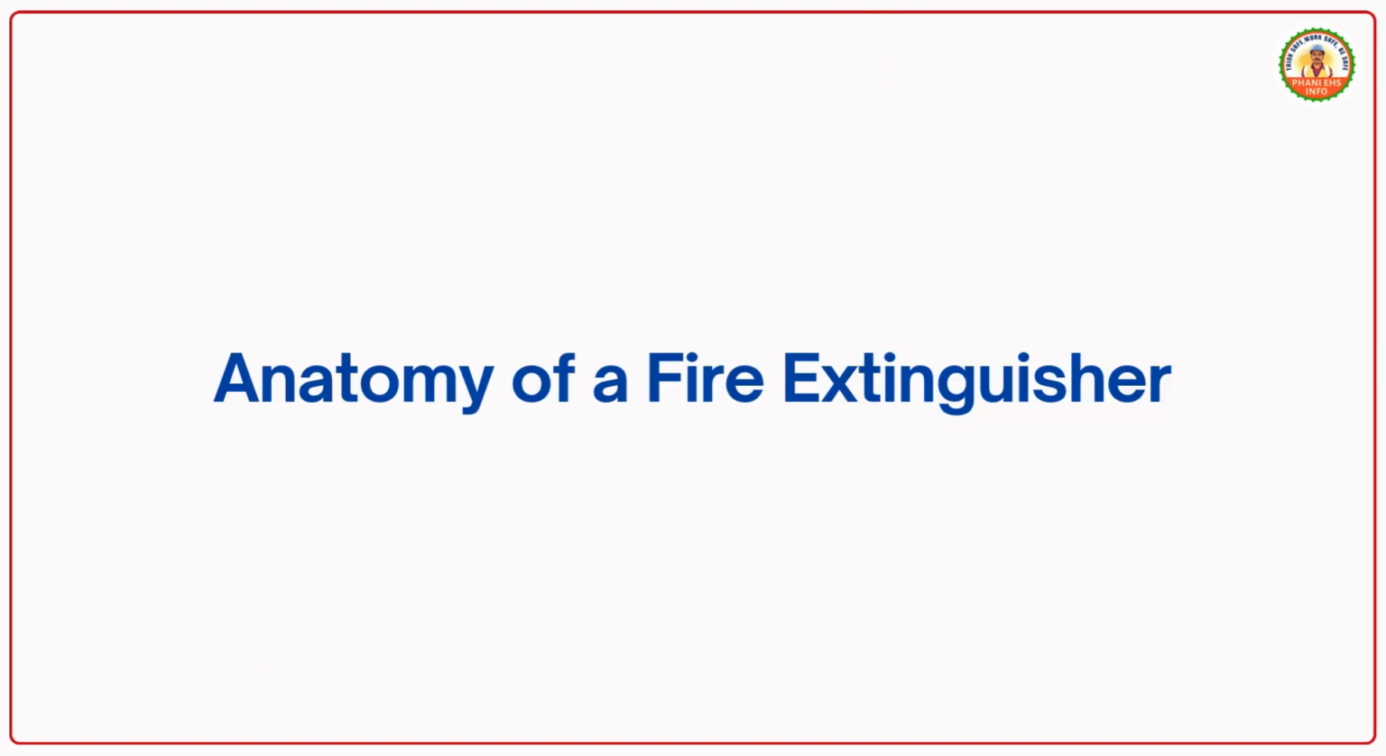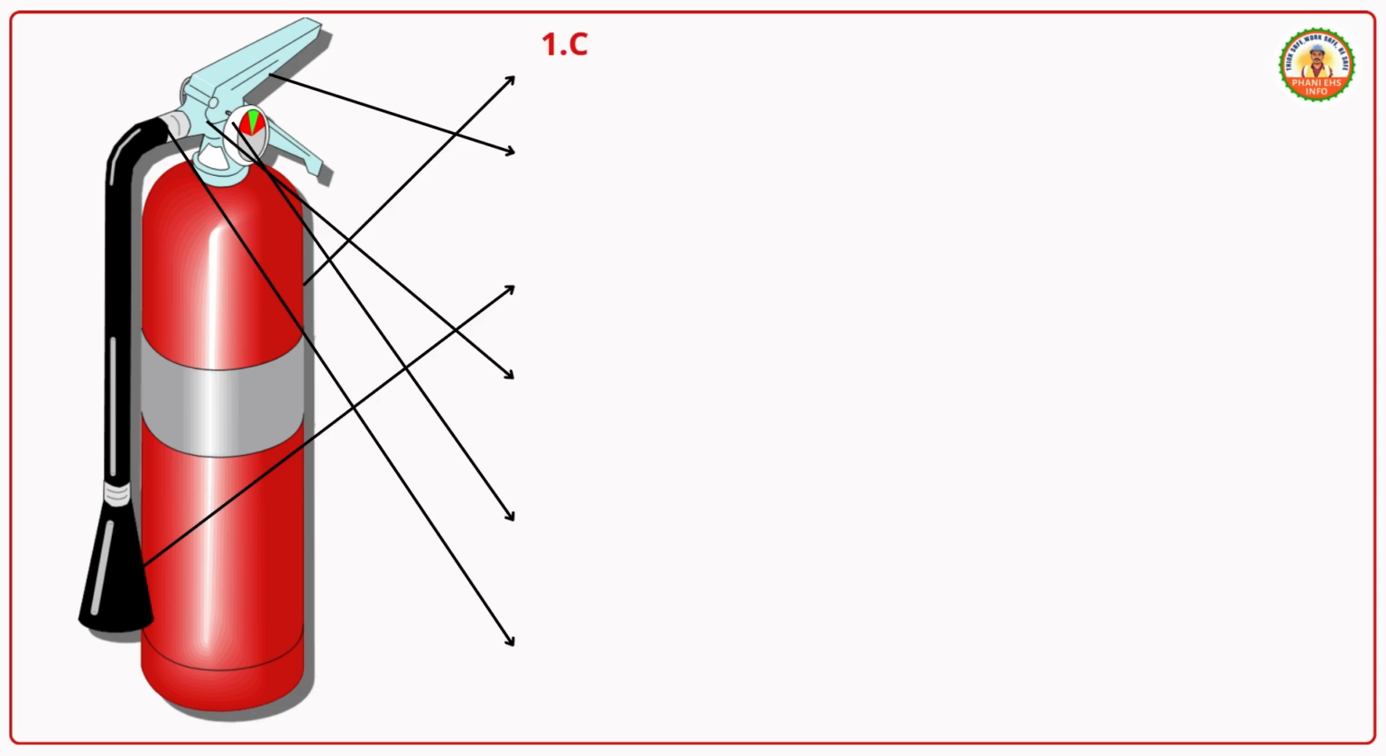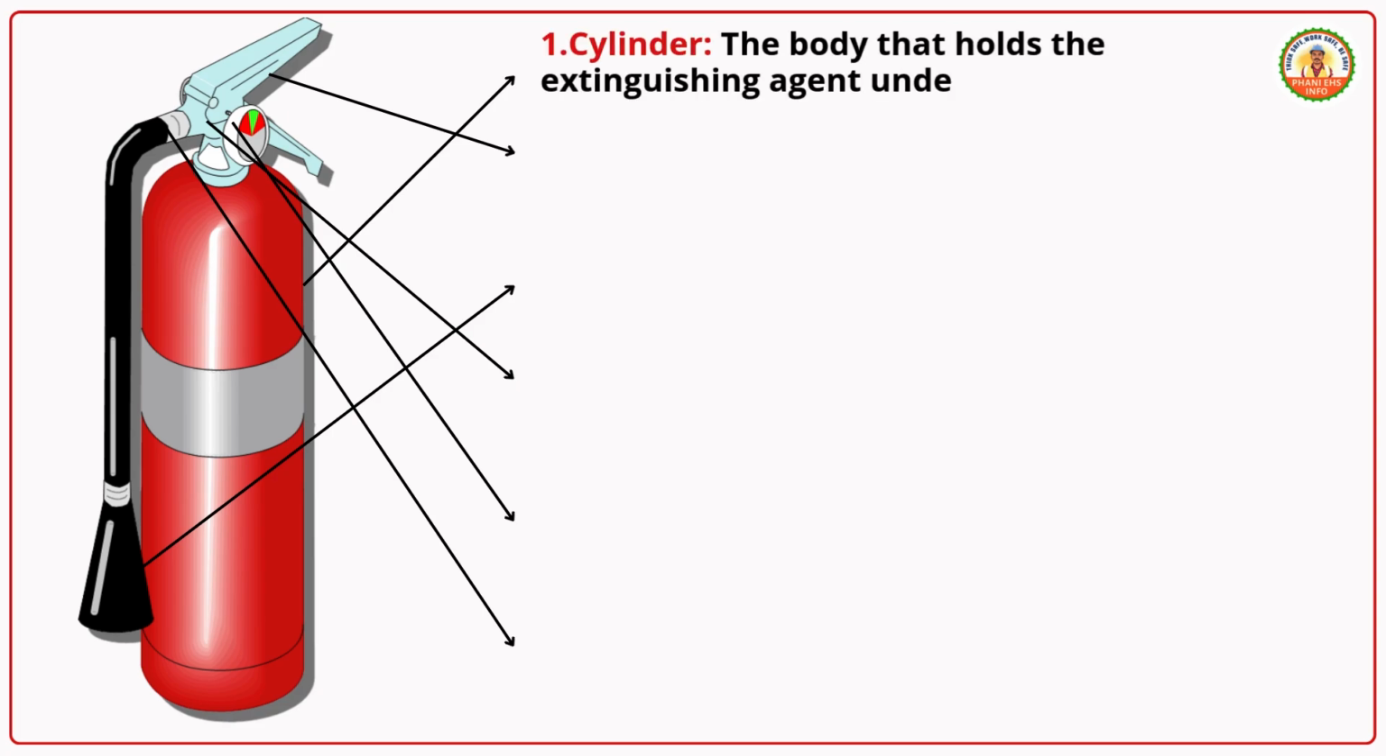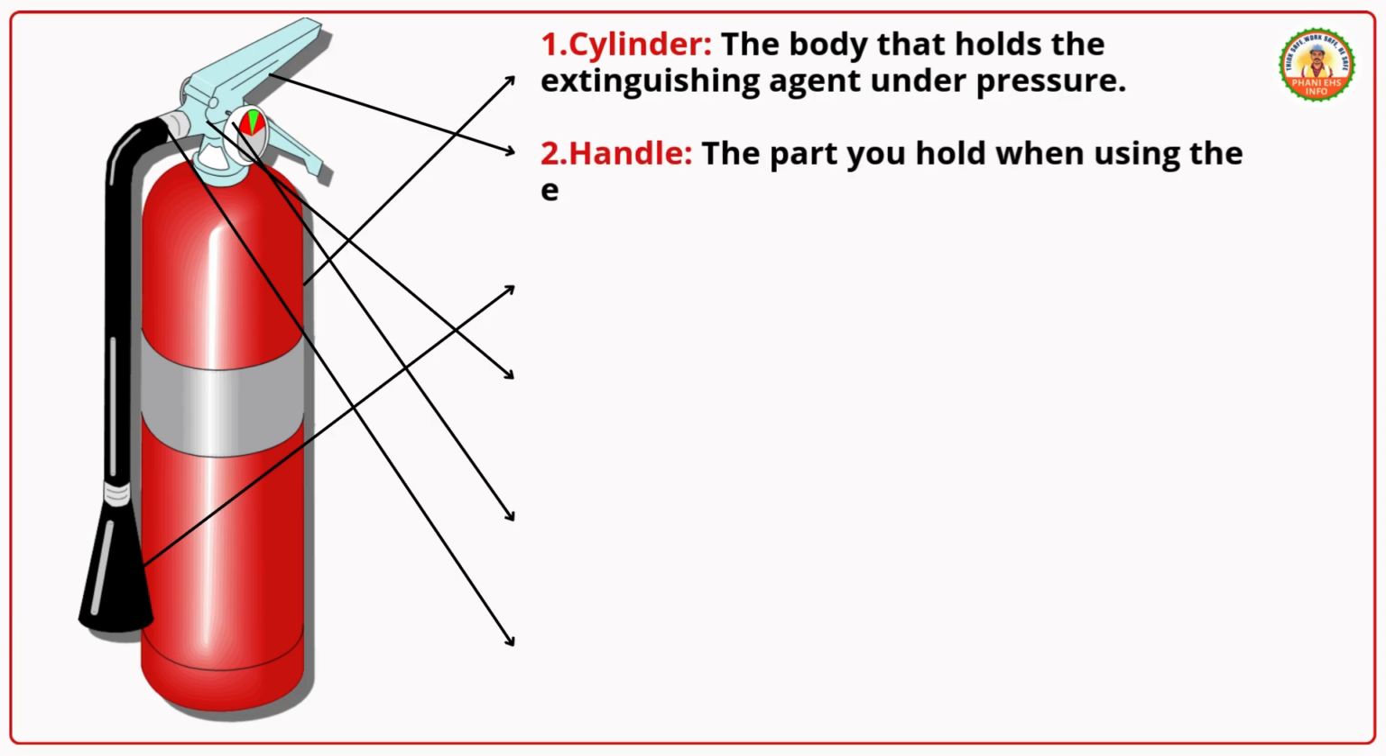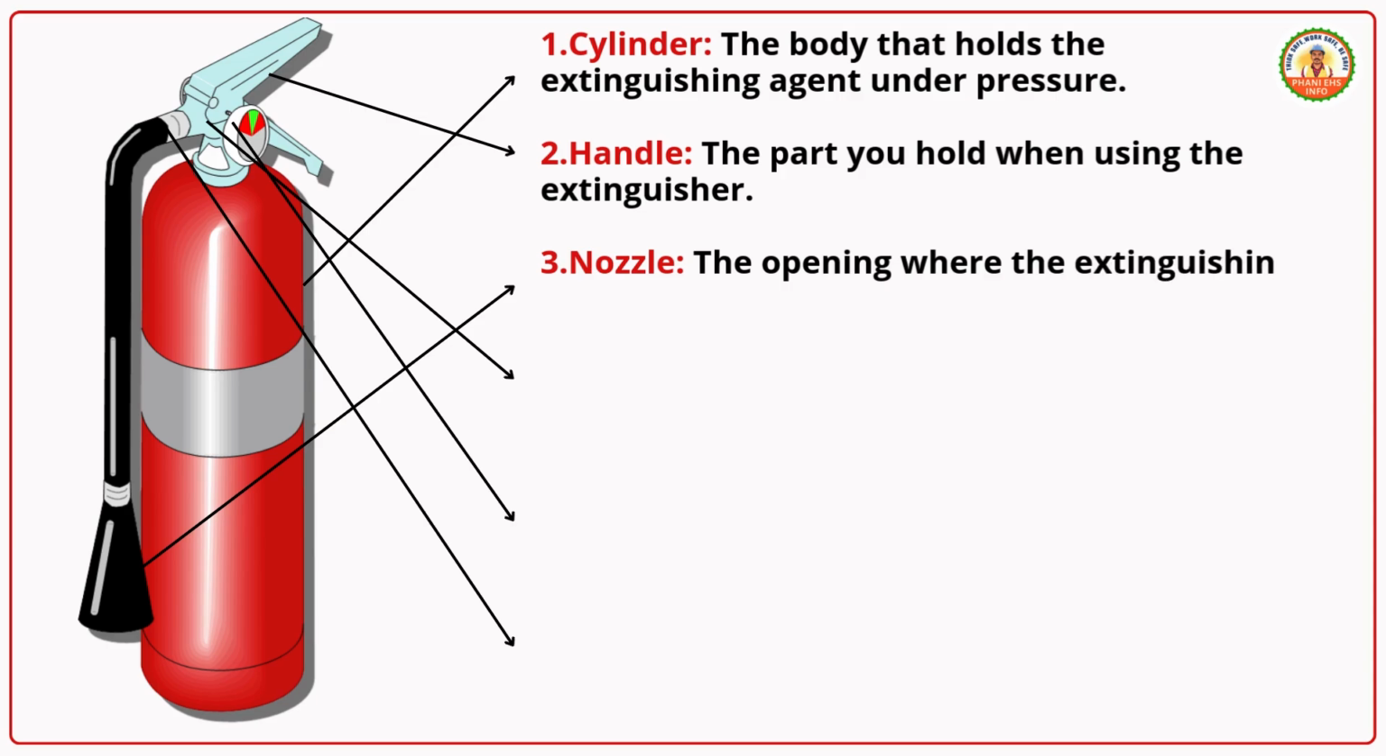Anatomy of a fire extinguisher. To use a fire extinguisher effectively, it's important to understand its parts. Cylinder, the body that holds the extinguishing agent under pressure. Handle, the part you hold when using the extinguisher. Nozzle, the opening where the extinguishing agent is released.